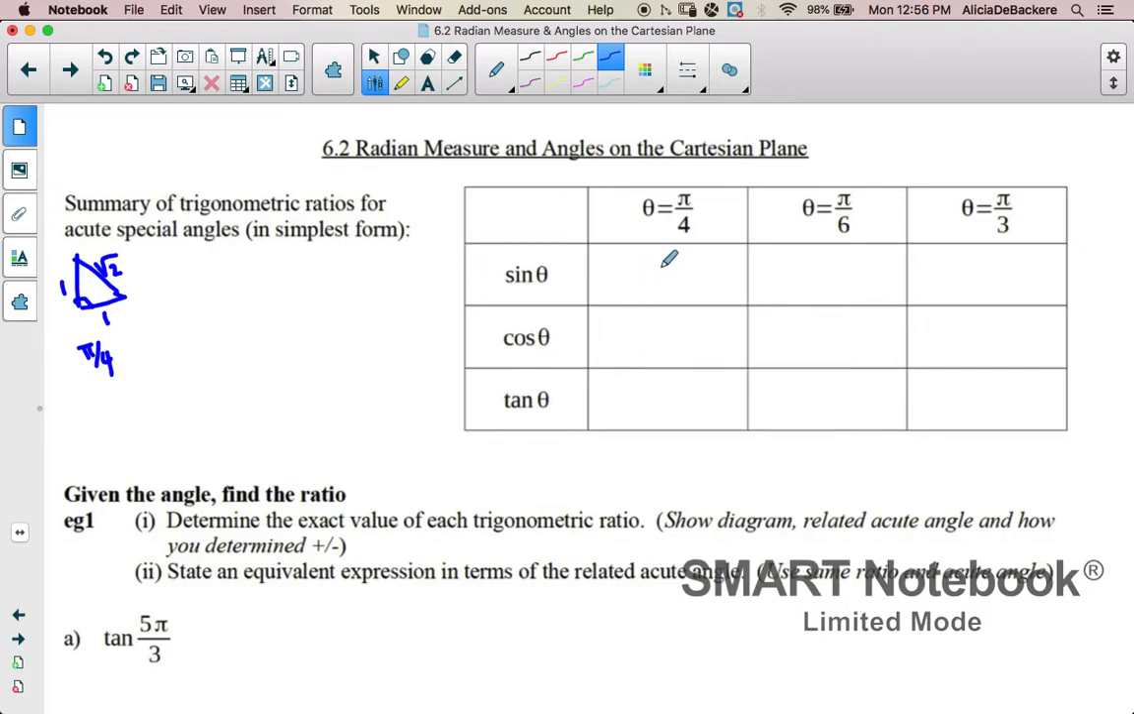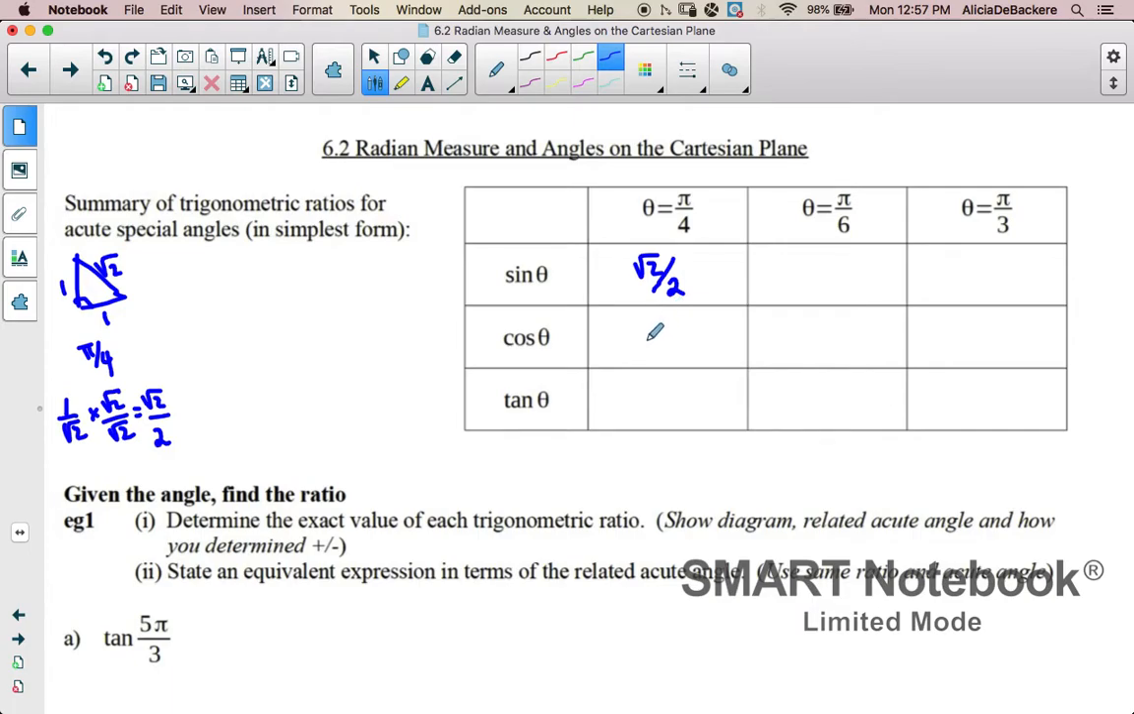When I think about sine of pi by 4, I'm thinking about the opposite over the hypotenuse, so it's going to be 1 over root 2. But instead of 1 over root 2, I'm going to change that into simplest form. So I multiply the top and the bottom by root 2, just like we did in the warm-up yesterday. And then I get root 2 over, and on the bottom I get root 2 times root 2, which is root 4, or the square root of 4 is just 2. So the sine of pi by 4 is root 2 over 2. Last year we just called it 1 over root 2.